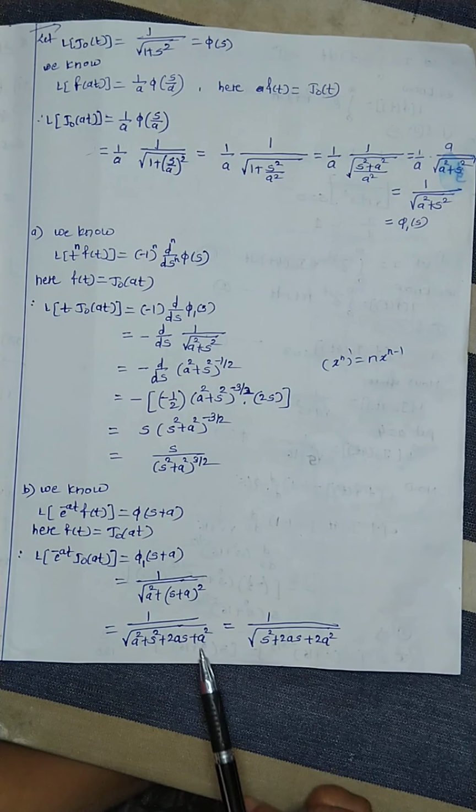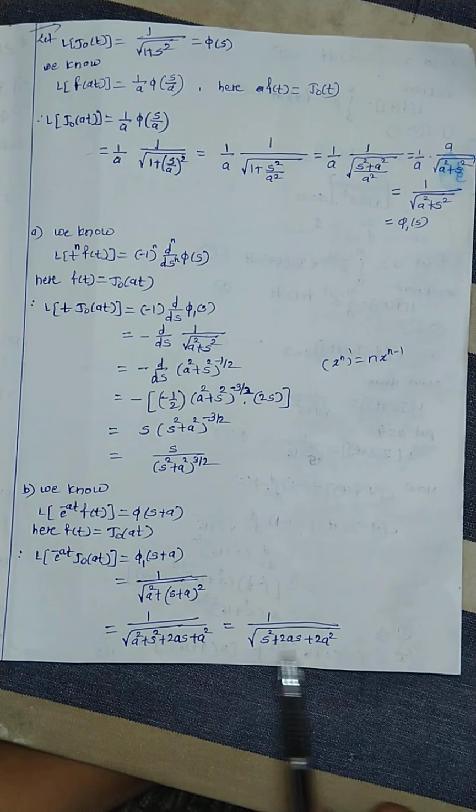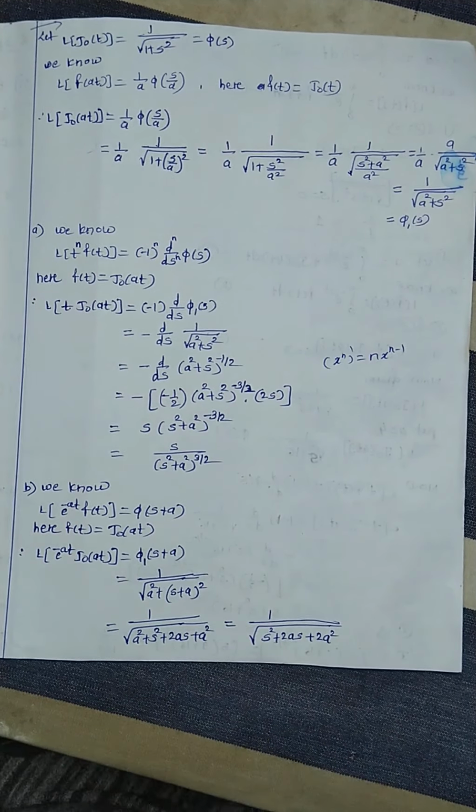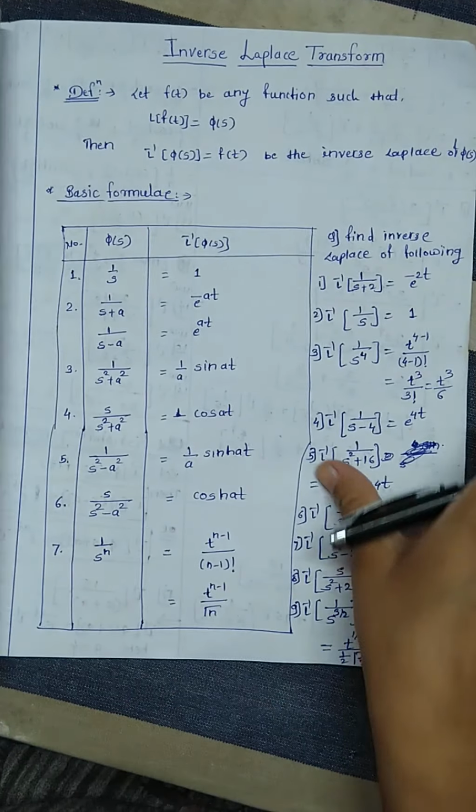Or this a square as it is. Now a square plus a square becomes 2a square. Okay, this is the most simplified answer for the second question.